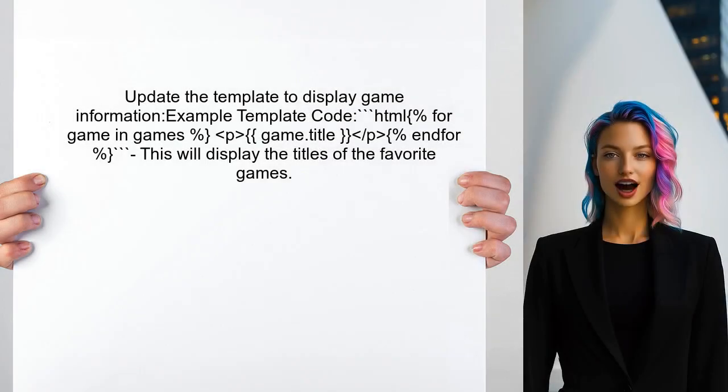Finally, the user should ensure that the template is updated to display the game information correctly. They can loop through the games list in the template to show the desired details.